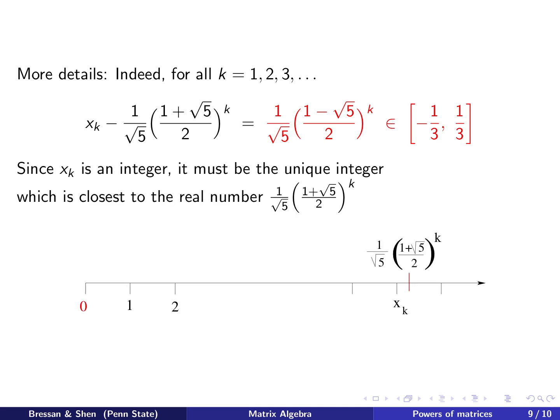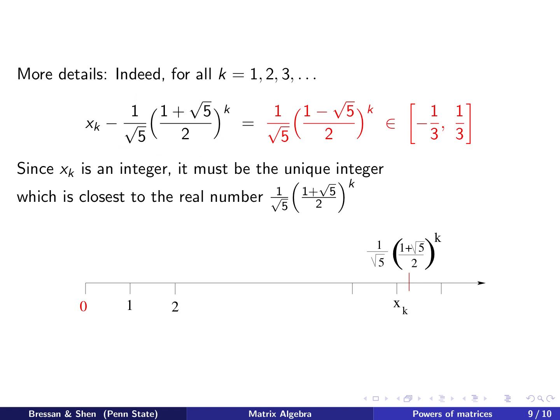Now we argue: since xk is an integer, because it's a sum starting from 0, 1, and then adding on to each other, and it's always an integer, it must be a unique integer, because we know xk approximates this value here with an error from -1/3 to 1/3. Therefore, we just need to compute this expression and find the integer that is closest to this real number, which is a unique integer.